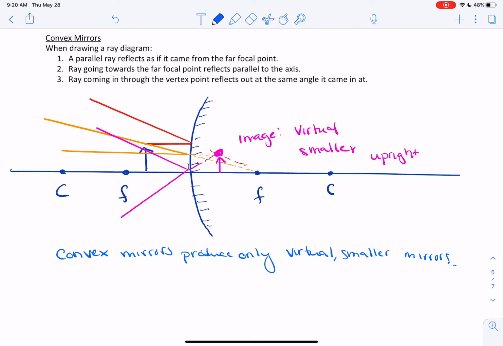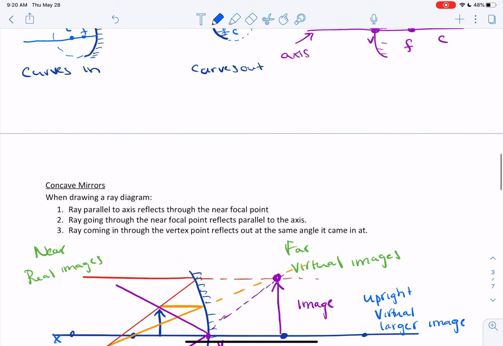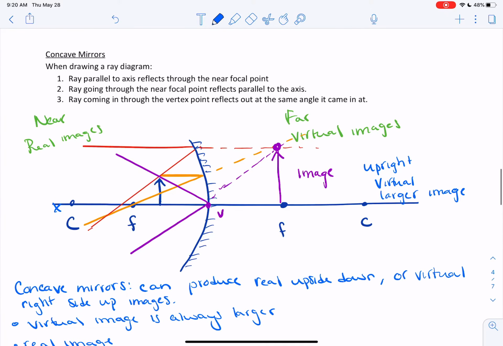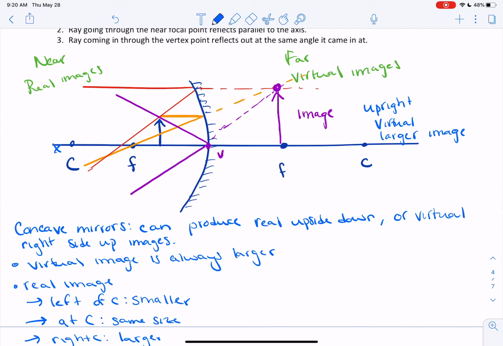So what we need to know from this section is that there are 3 types of mirrors: plane mirrors, concave, and convex. We know plane mirrors are flat mirrors. They always produce same size virtual images. We need to know the difference between concave and convex mirrors. Then we can draw ray diagrams for both concave and convex and identify if the image created is virtual or real, upright or inverted, and larger or smaller.